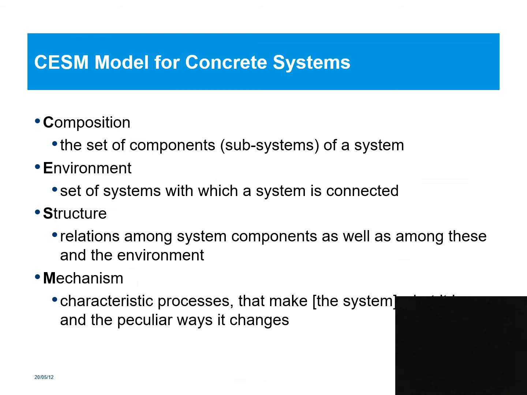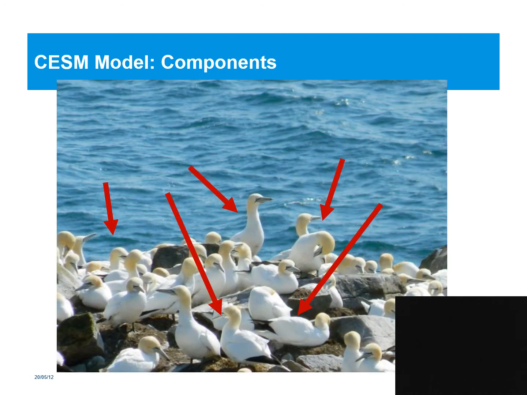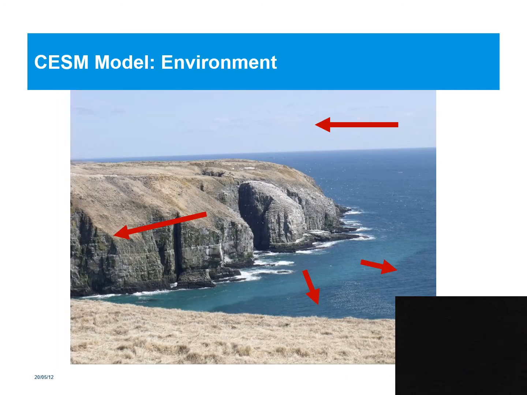Another important addition to BSO is the CESM model, which is a model for formally describing any system. Let's use an example to understand how the model works. Suppose one of the systems we're interested in is the gannet colony. We could use the components of this colony to describe the subsystems it is made of. In this particular case, the gannets, young and old, male and female, are the subsystems of this system. We then describe the environment in which the gannet colony system exists. The environment is made of other systems with which the gannet colony interacts. So in this case, it's the ocean current, it's the climate as well as the fish in the ocean, and the cliffs and the mountains and the grass and the rock on which the colony resides.